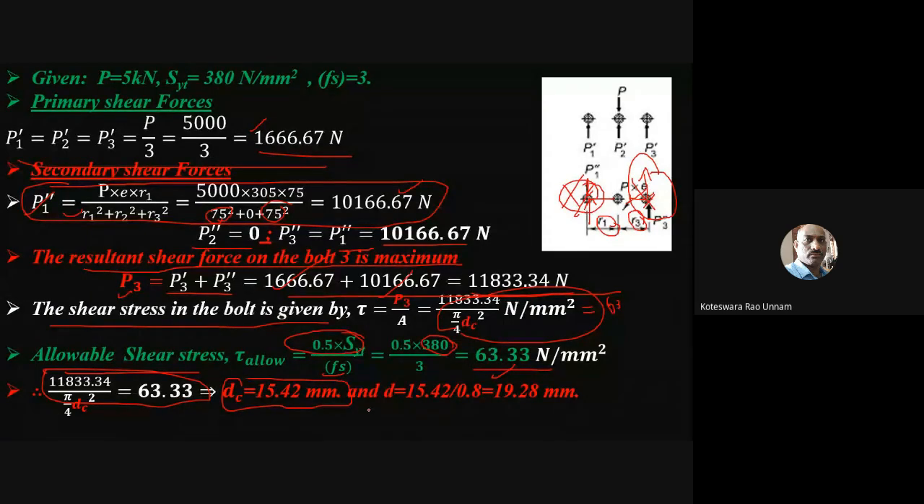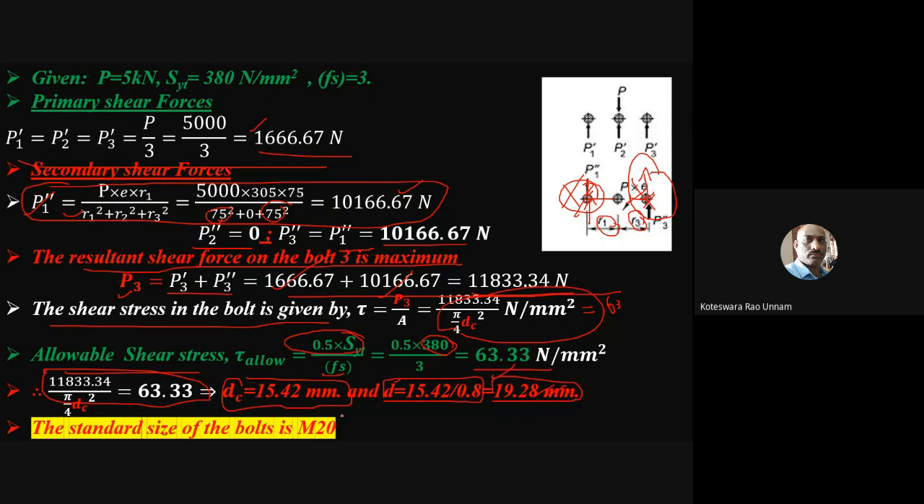Once you know the dc value, you can calculate d using this relation, or else take it directly from the data book. Instead of taking it directly, first use this relation: d is equal to dc by 0.8. Always use this relation. You got 19.28, which is not going to be the standard diameter. So now you need to look in your data book for the standard nominal diameter. Then 20 is going to be the standard nominal diameter for the bolt.